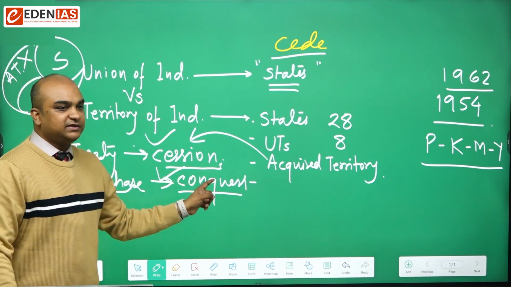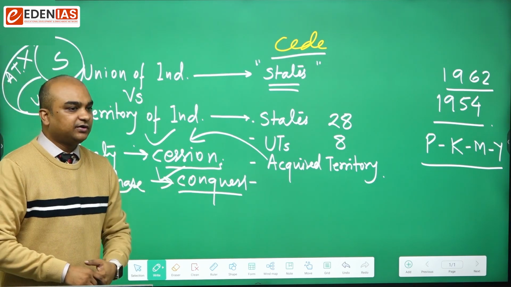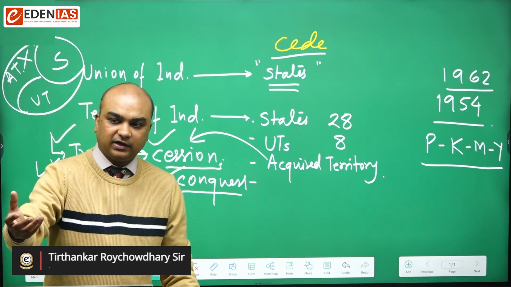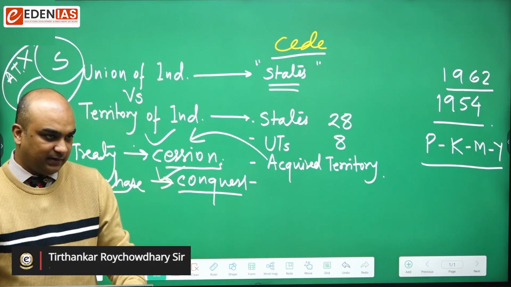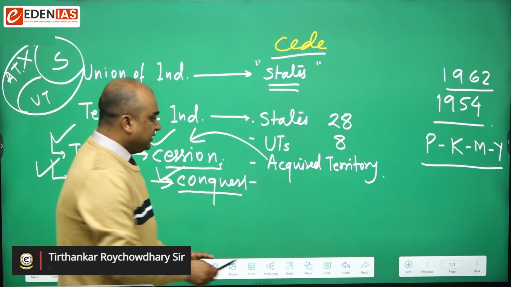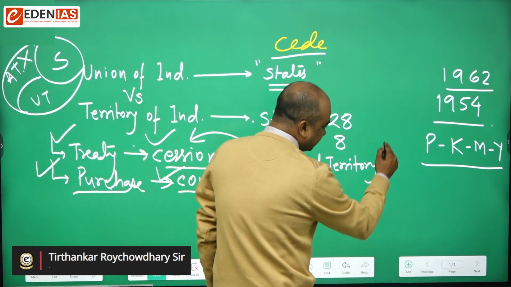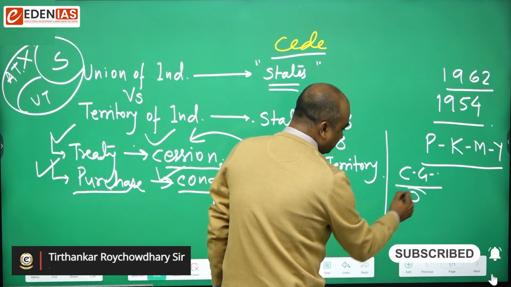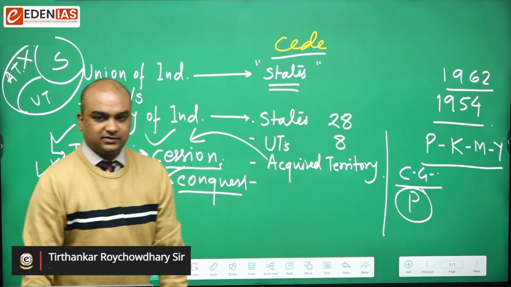And conquest means suppose India conquers a particular country or a part of a country, then that part of the country or the entire country, whatever the case may be, will be ruled by India as an acquired territory. Like union territories, acquired territories are also under the central government subject to legislation by the Parliament. Got it?